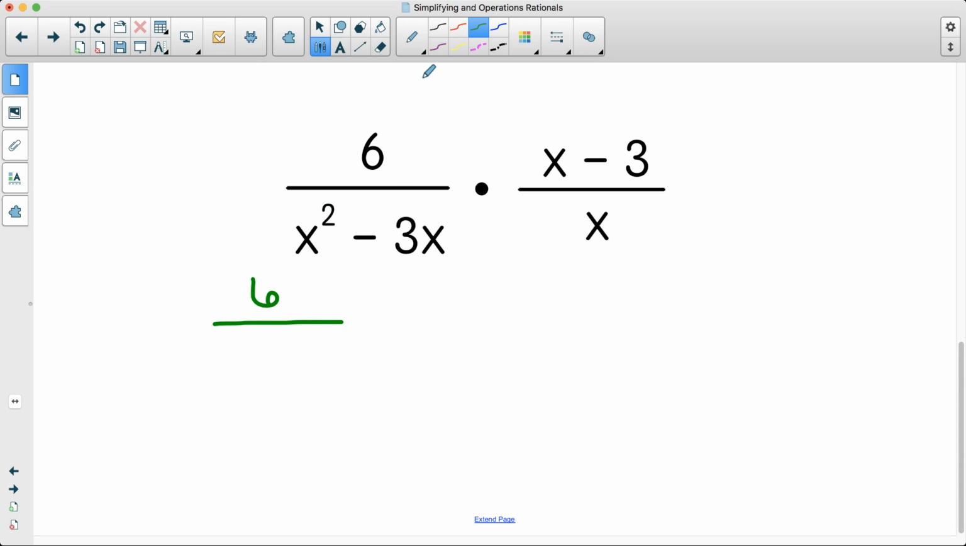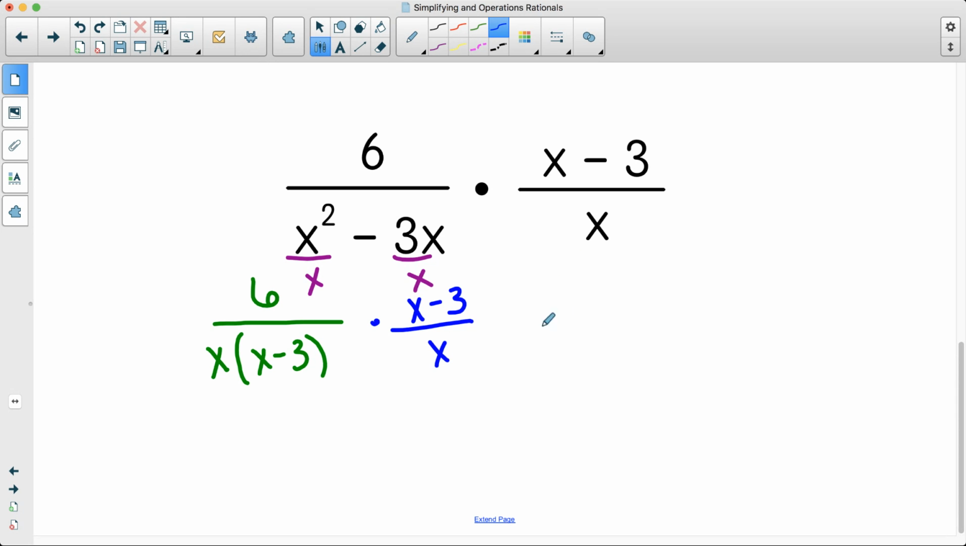The x squared minus 3x, I can take an x out of both of those because they both have x in them. So when I factor that, that x that I'm factoring out of both of them is going to be written on the outside of my parentheses, and on the inside, I have x minus 3 left. Let's look at the fraction on the right. X minus 3 in the numerator, that can't be factored, so that stays as is, and the x can't be factored, so that stays as is.